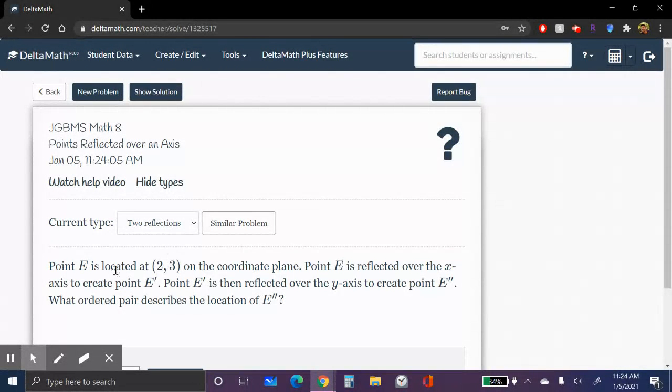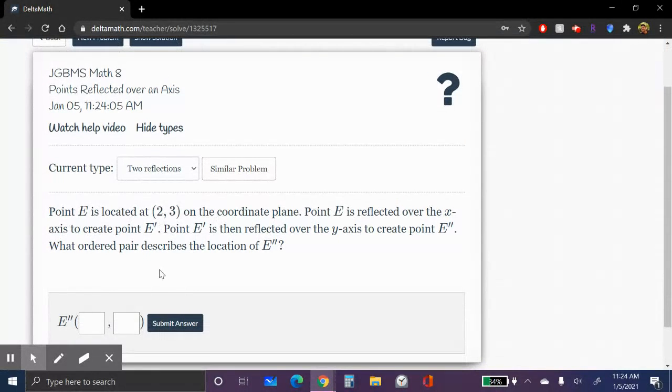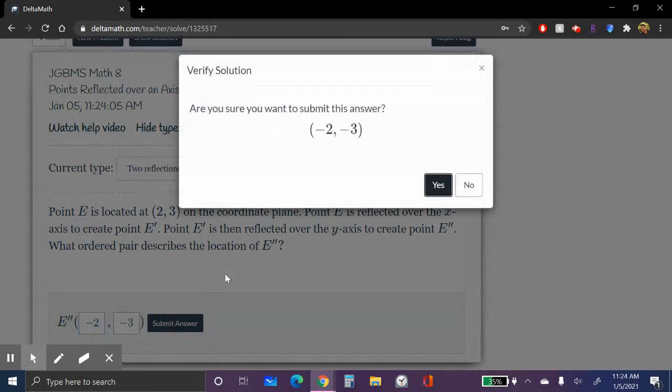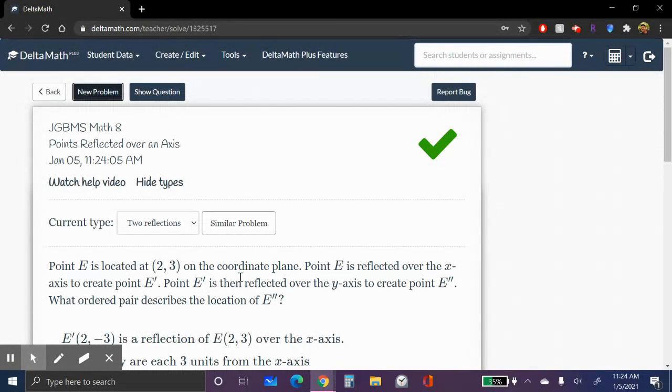So this point E is located at 2, 3 on the coordinate plane. Point E is reflected over the x-axis to create the point E prime. So E prime, you have to first change the x-axis, which means you change the y value. So it would become 2, -3. But that's after one reflection. Careful. Then it's reflected over the y-axis to create the point E double prime. So when you reflect it over the y-axis, you have to also change the x value. So it's -2, -3. Bam.